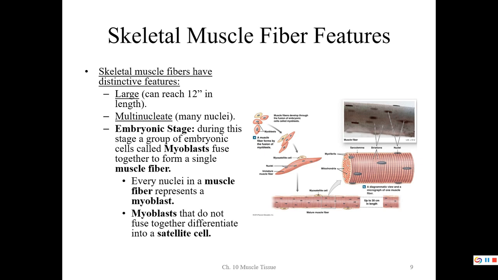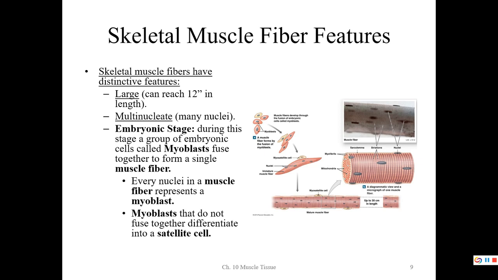And what we can see is when they're in an embryonic stage, there are these cells, these embryonic cells called myoblasts. And these myoblasts, they come together. 1 myoblast, 2 myoblasts, 3 myoblasts, multiple myoblasts, they come together. Now, the nuclei that you see on a muscle fiber, when you see that there's multiple nuclei on a muscle fiber, all those nuclei are the remnants of the myoblasts that came together to form it, okay?